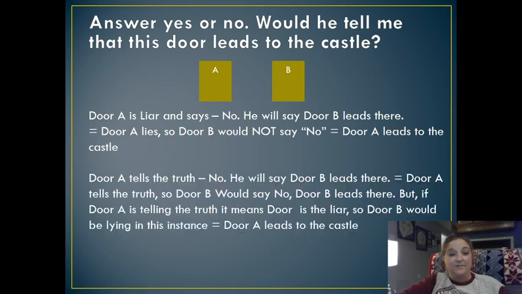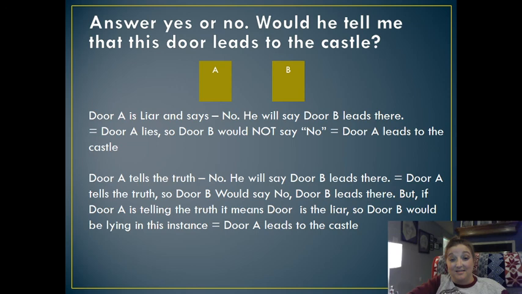But let's take it one step further. Let's say that door A is the truth teller. If door A is the truth teller and he says no, door B won't say that door A leads to the castle, then door A is telling the truth, but door B will be lying. So he'll say, nope, door A doesn't lead to the castle, but because we know he's lying, once again, door A still leads to the castle.